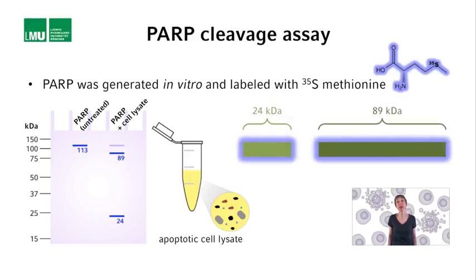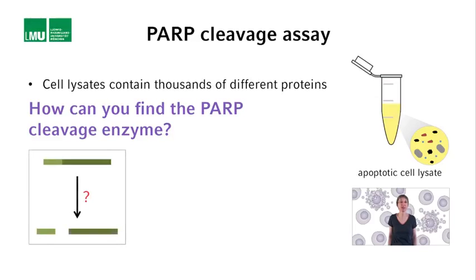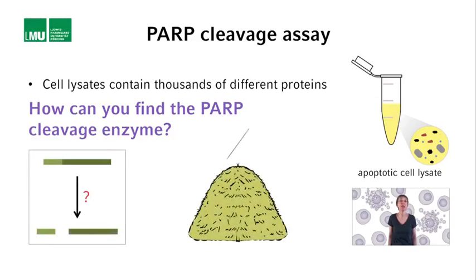This was a great assay because they were looking for the appearance of these two additional bands. What is it in the cell lysate generated from apoptotic cells that causes PARP cleavage, that causes the appearance of these two additional bands? Cell lysates have thousands of different proteins in them. How can you find the PARP cleavage enzyme in the cell lysate? It is like looking for the needle in a haystack.